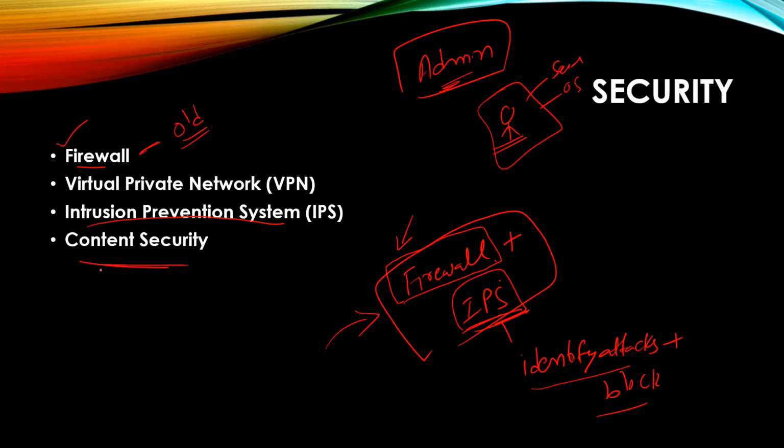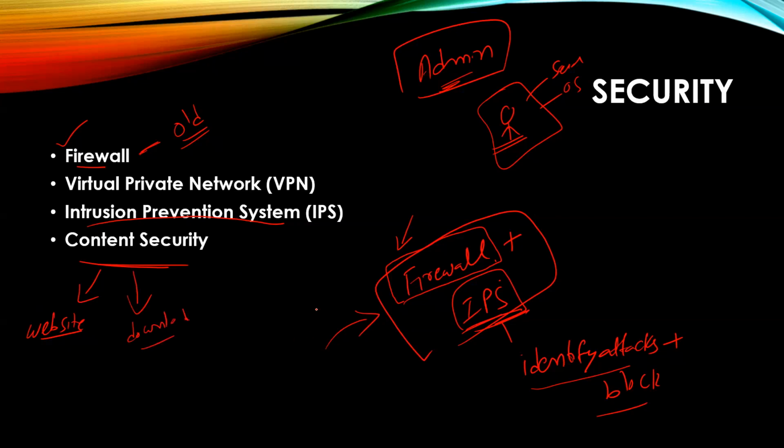In content security, you control what kind of websites the end user will have access to. So you'll be able to define, let's say, marketing department users will have access to so and so websites only. Developers will have access to so and so only. Management will have access to so and so only. So you'll be able to control the websites. You'll also be able to control what exactly is being downloaded.